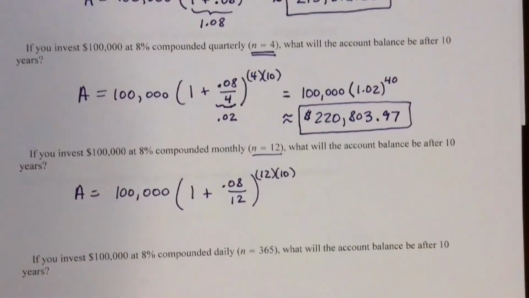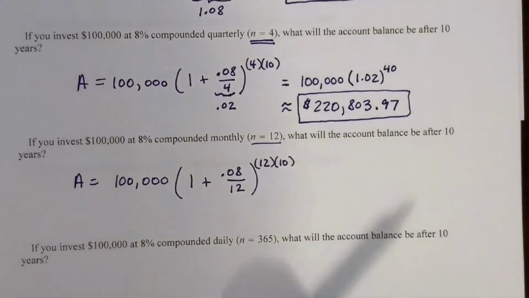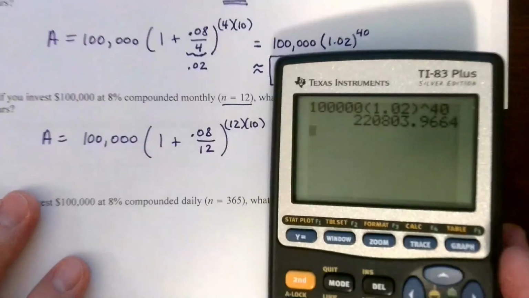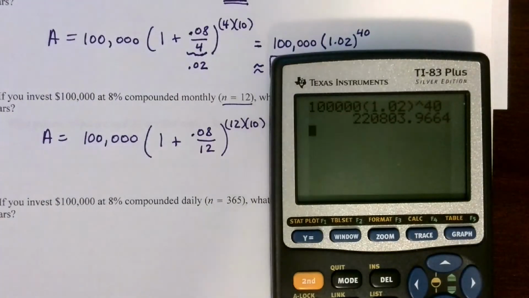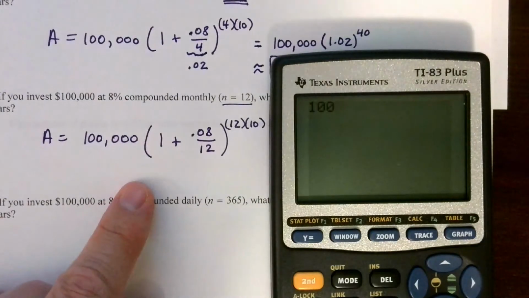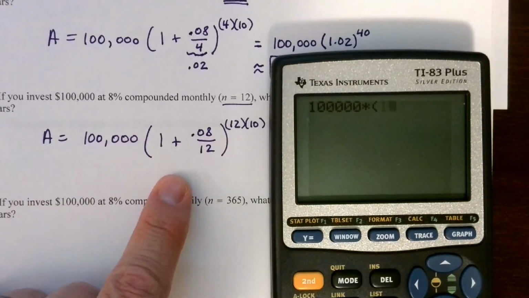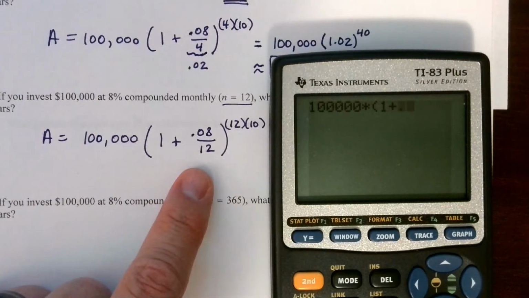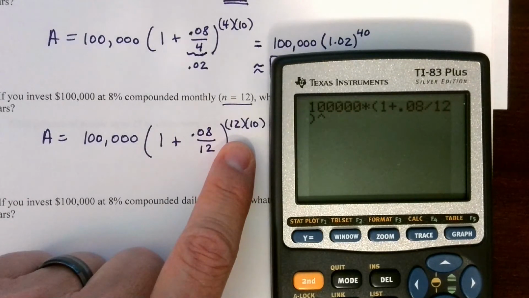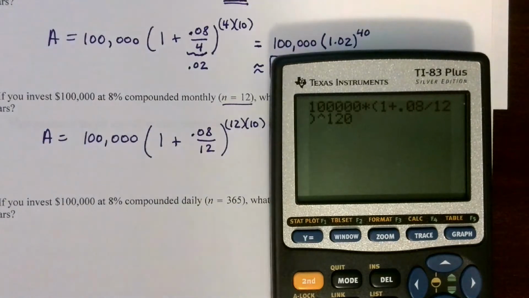Okay, so I'm not going to simplify anything here. What I'm going to do is just use the calculator now. I'm going to do 100,000 times 1 plus 0.08 divided by 12, and I'm going to raise it to 12 times 10. This time it is 120, right? And there we are.